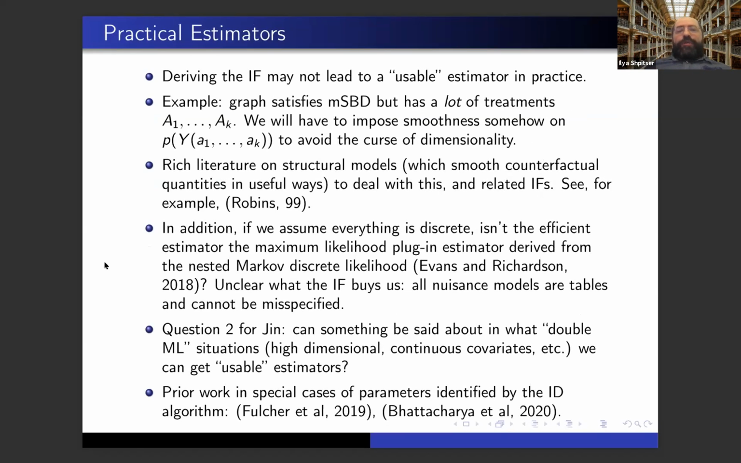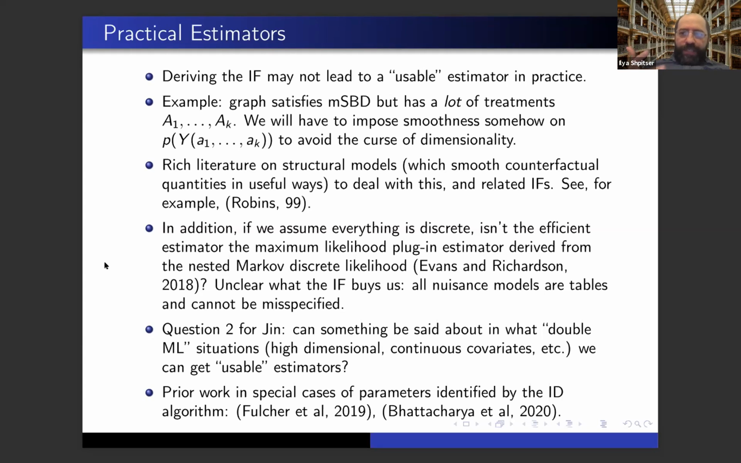So if we want to derive an IF, it might not by itself lead to a usable estimator in practice, of course. So for example, even in the sequential backdoor case, we could have many, many treatments, in which case we have to smooth because of the usual curse of dimensionality reasons. There is a very rich literature on the so-called structural models, where basically you impose smoothness on counterfactual quantities in a helpful way. And there are lots of papers on this. One of the early ones is by Jamie on structural nested models and marginal structural models from '99.